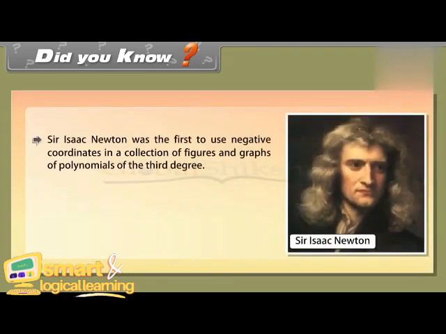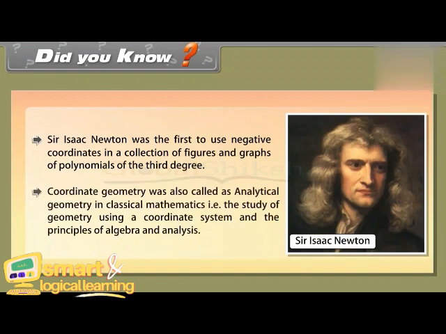Did you know? Sir Isaac Newton was the first to use negative coordinates in a collection of figures and graphs of polynomials of the third degree. Coordinate geometry was also called analytical geometry in classical mathematics. That is, the study of geometry using a coordinate system and the principles of algebra and analysis.